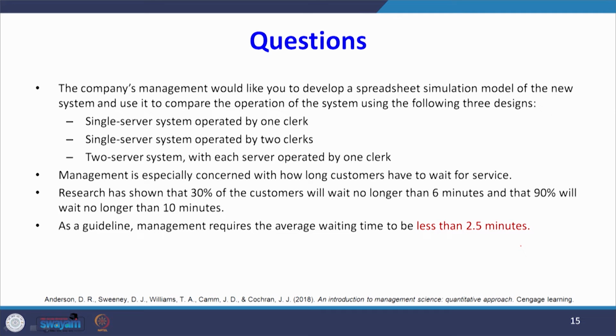Management is especially concerned with how long customers have to wait for service. Research has shown that 30% of the customers will wait no longer than 6 minutes and 90% will wait no longer than 10 minutes. As a guideline, management requires that the average waiting time be less than 2.5 minutes. So, we are going to simulate all these three new designs and find out the average waiting time, and whether we are able to achieve this target, that is, an average waiting time of less than 2.5 minutes.